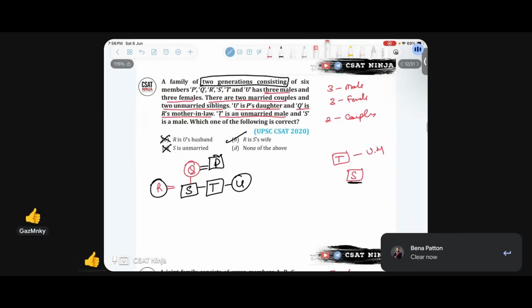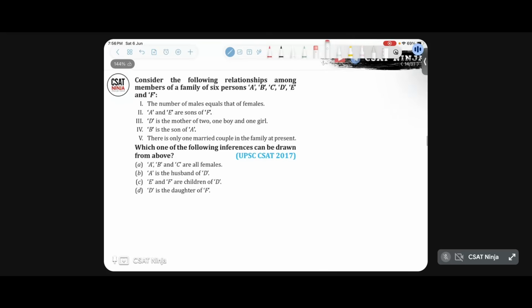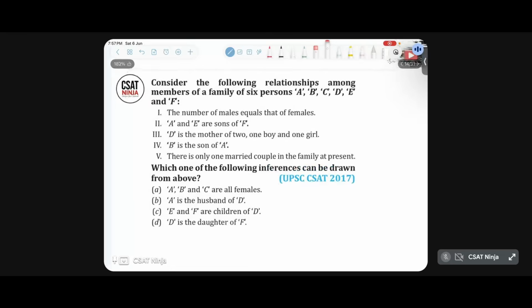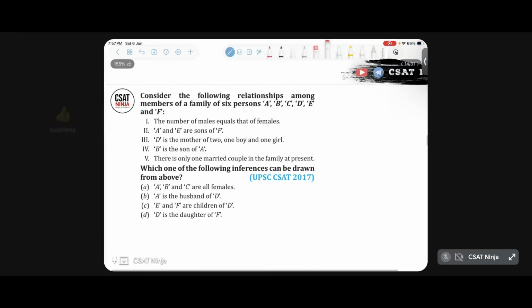Okay, let's move on to the next now. It's a similar type of question, so I'll leave this one for you. So please take a screenshot now. Try this one. Similar question only. Screenshot done. Let's move on to next.